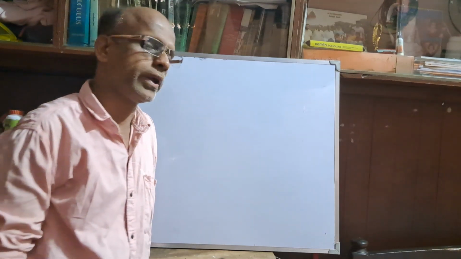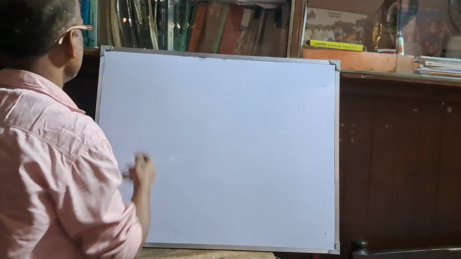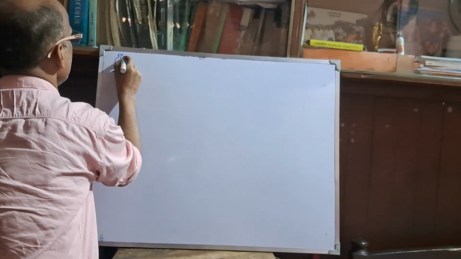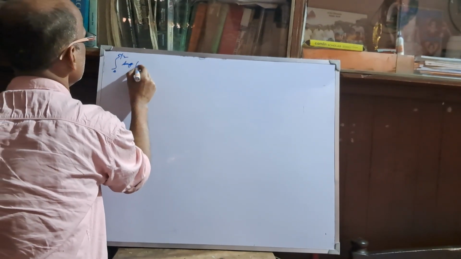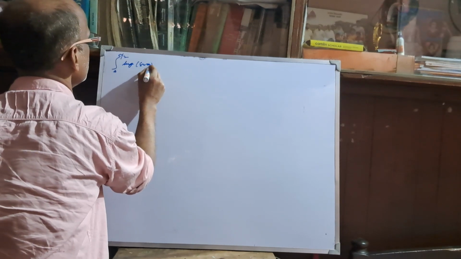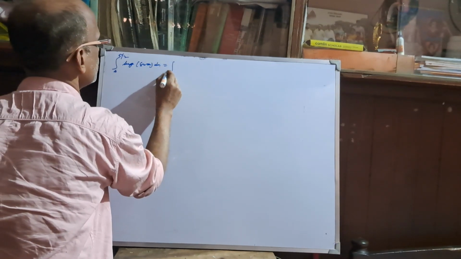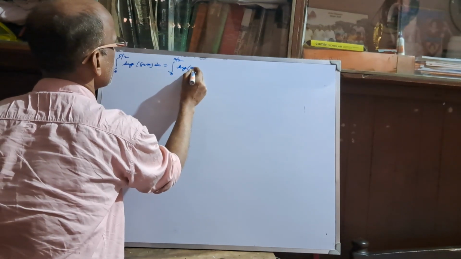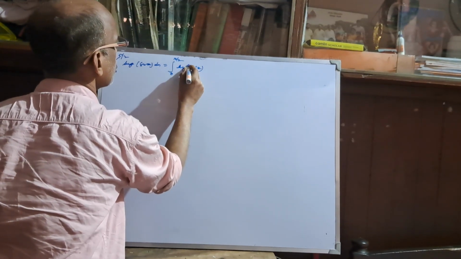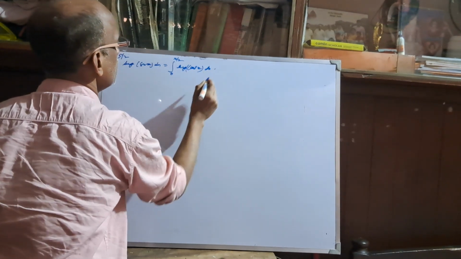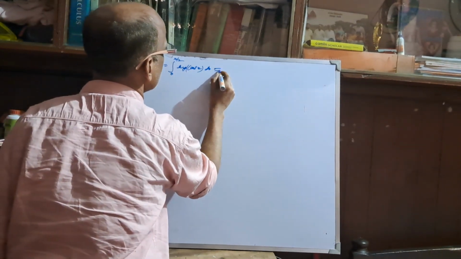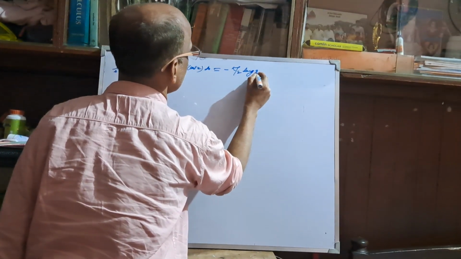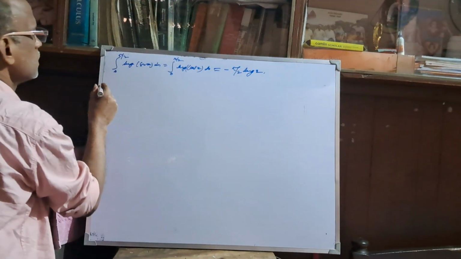You just see, okay? The sum is: integral from 0 to pi by 2 of log sin x dx is equal to integral from 0 to pi by 2 of log cos x dx, that is equal to, it is required to prove, minus pi by 2 log 2. You just see here how I am evaluating this integral.